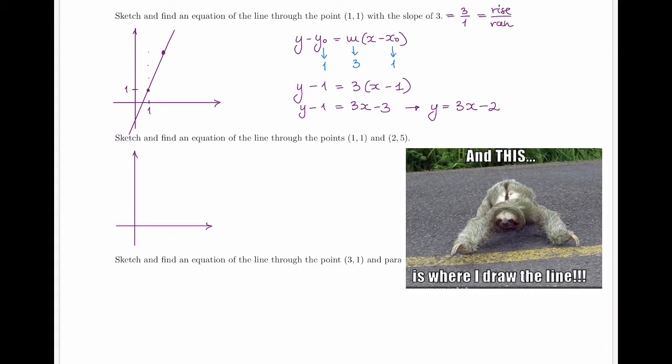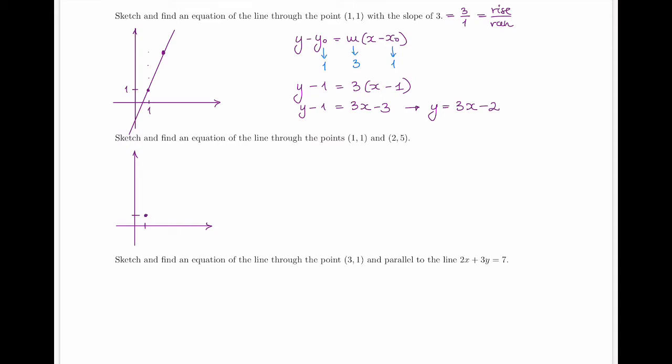So my points are (1, 1) and (2, 5). So this point right here, and I can sketch a line through them. Once I have 2 points, the line is unique. Great. So what I do need, first of all, is to come up with the value for the slope. Okay, so what do we have in this case?